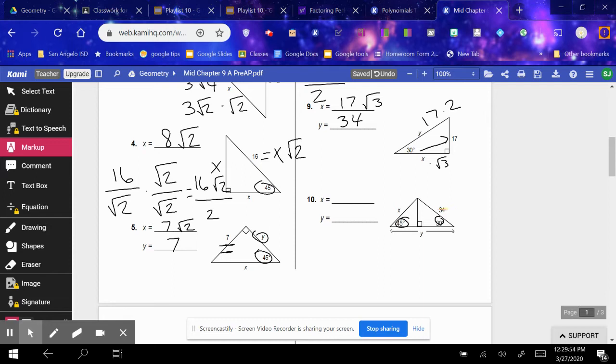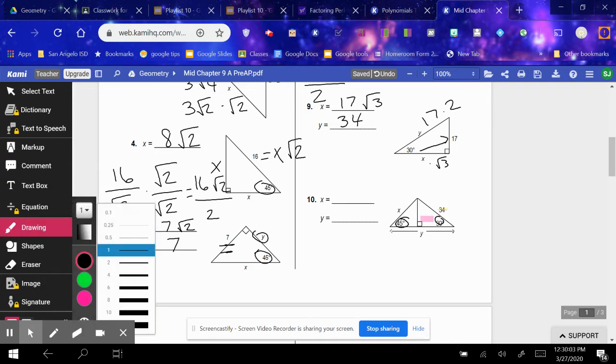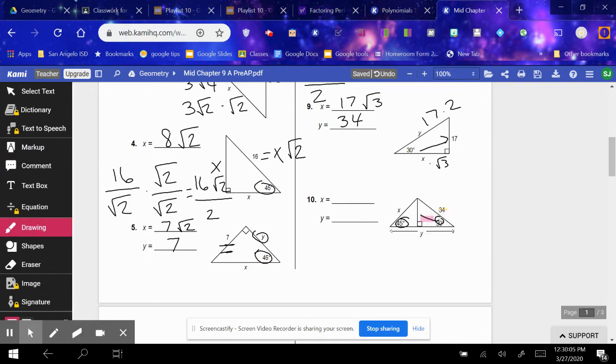That's the hypotenuse. That means the short side across from the 30, oops, gotta change it. The short side over here is half of that. So this has to be 17. Okay. And that means this part of y is 17 times the square root of 3.